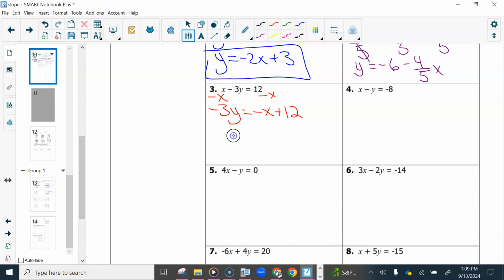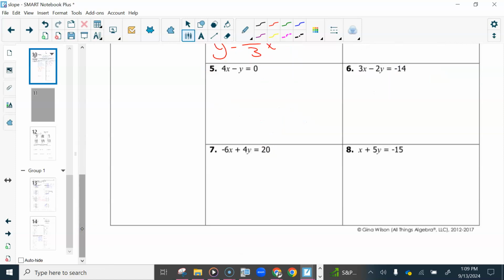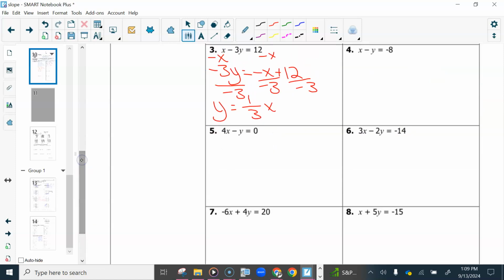How would I get y by itself? Do that to each piece. And when we do that, the negatives are going to cancel. And this is going to become a positive 1/3 x minus, what's the last number? Negative.